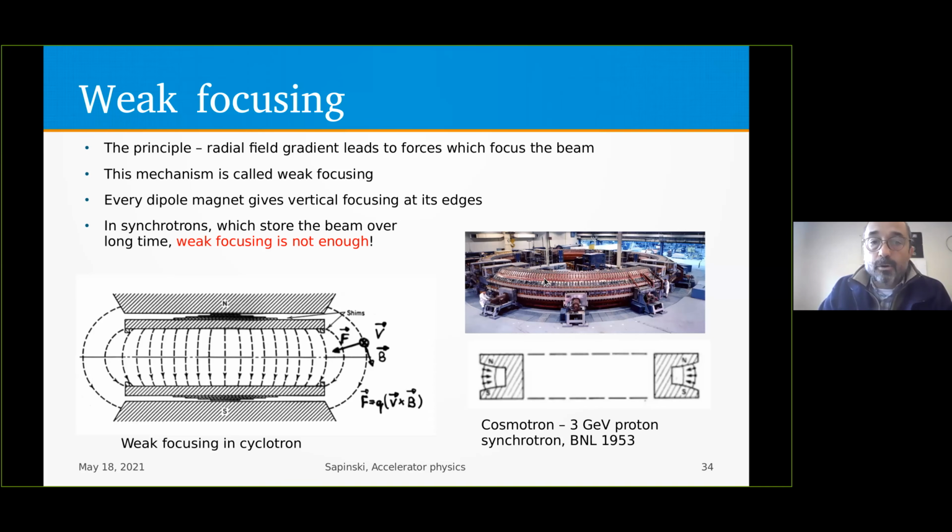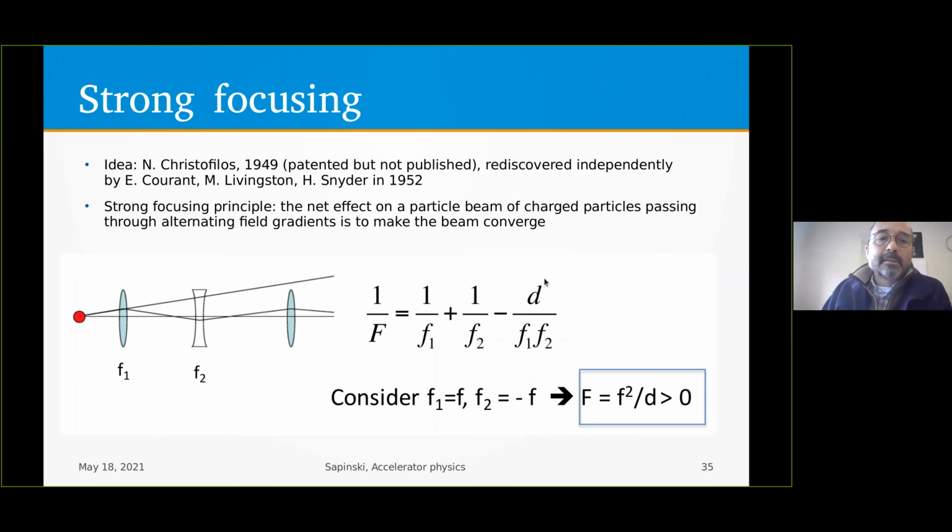However, soon afterwards, the strong focusing principle was discovered. Actually, the first idea came even before 1949 from a Greek physicist who patented it but never published it. So it was rediscovered in 1952, and basically the Cosmotron was probably the first and the last machine built without strong focusing. Strong focusing basically uses lenses to control the beam. What are the lenses for a charged beam? Well, they are not glass lenses, they are quadrupoles. They are quadrupole magnets, and we will see how.